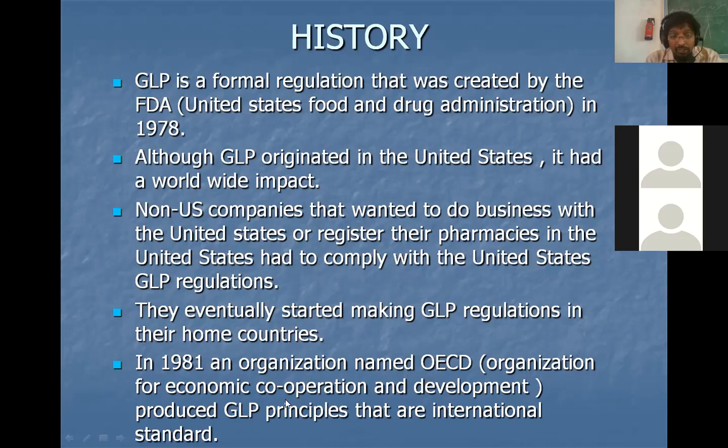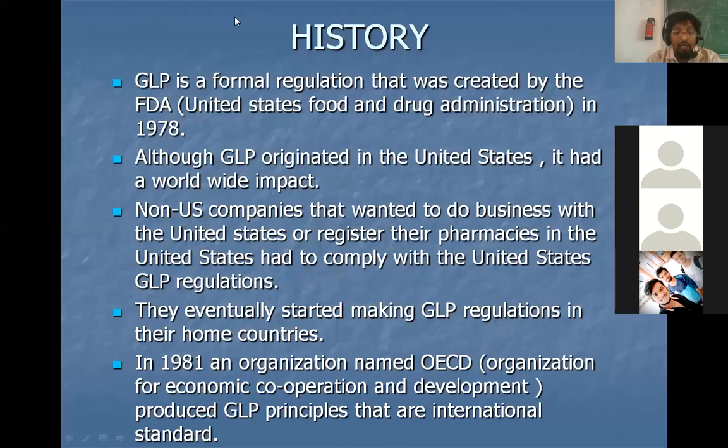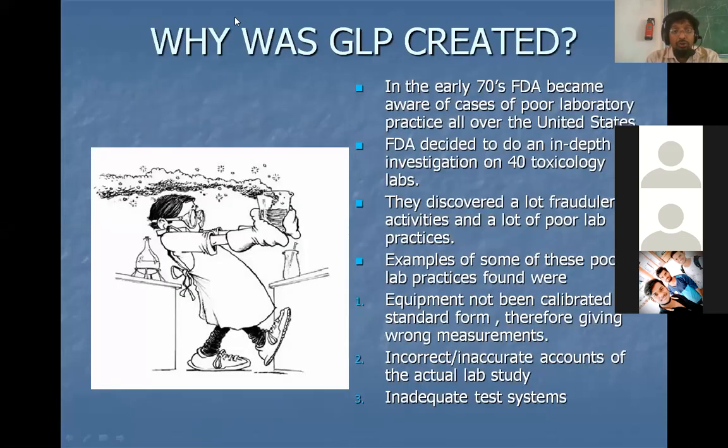They eventually started making GLP regulations in their home countries also. So by seeing this, they also started preparing their home countries. In 1981, an organization named OECD, which stands for Organization for Economic Cooperation and Development, produced GLP principles that are an international standard, right?